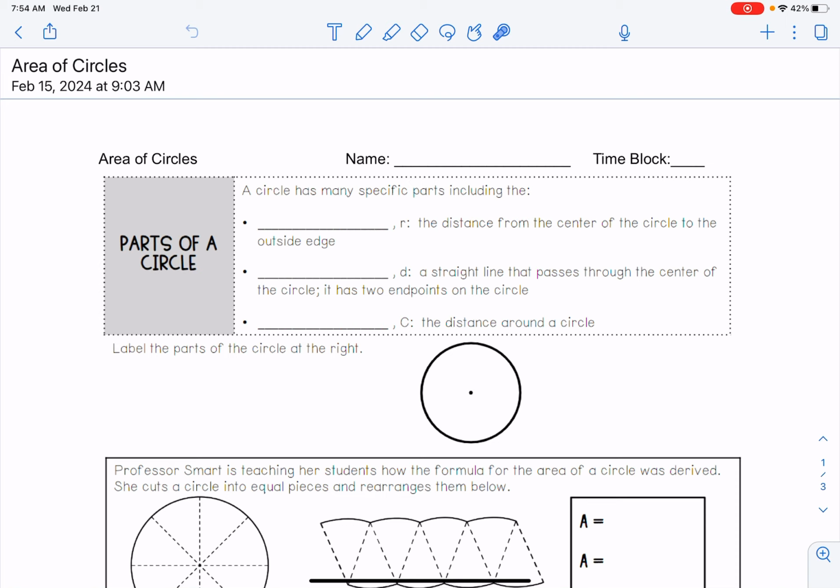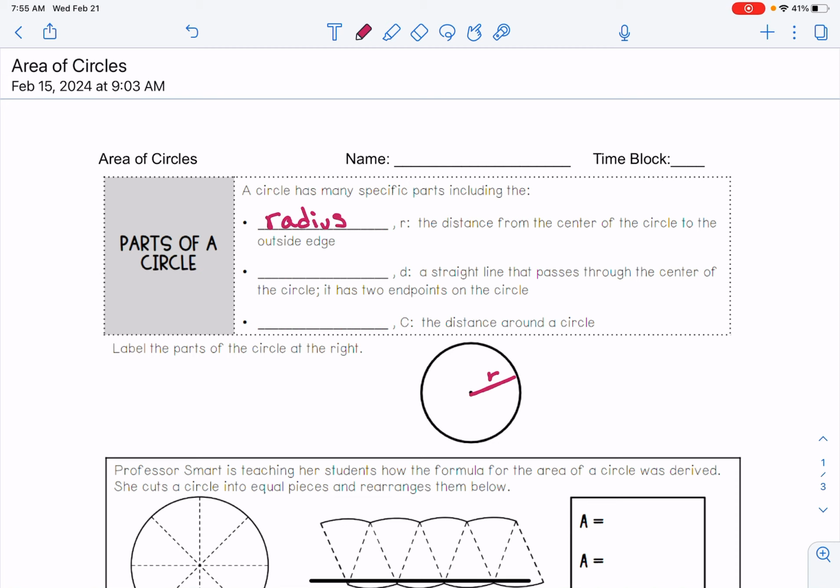A circle has many specific parts, including the radius, R-A-D-I-U-S. The radius, which is often referred to as just the letter R, is the distance from the center of the circle to the outside edge. Now let's label that part of the circle here on our diagram. So that's from the center to the edge, and that is the radius. I'm going to label that with an R.